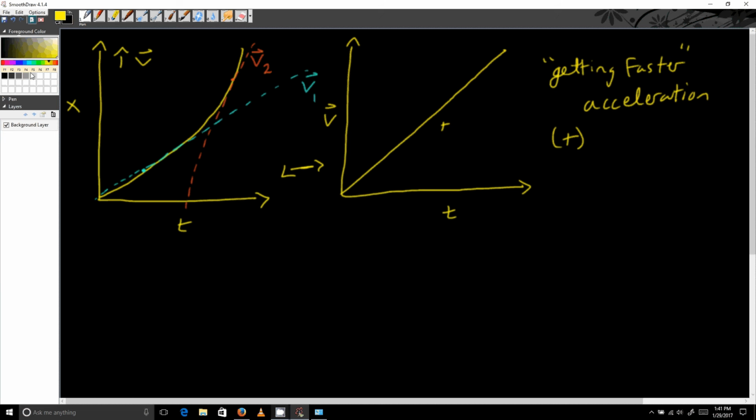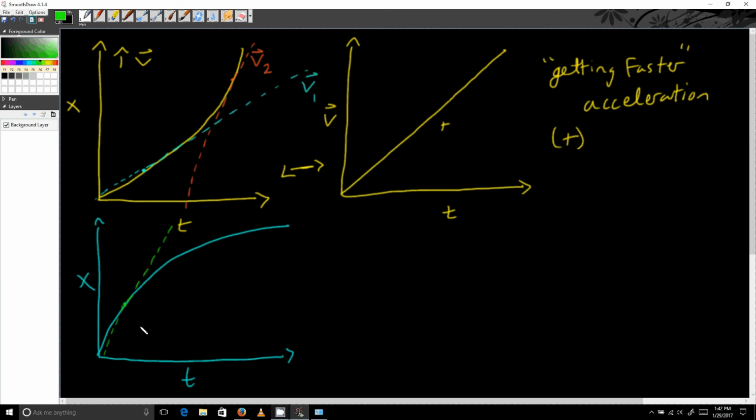Now, there is a second case. Let's choose a different color that stands out from this yellow. And this second case takes our position versus time graph, like so, but the curve is in the opposite direction. So again, let's pick two different points on this graph and use two different colors to represent our positions. So this is position 1, and this is its velocity at position 1.